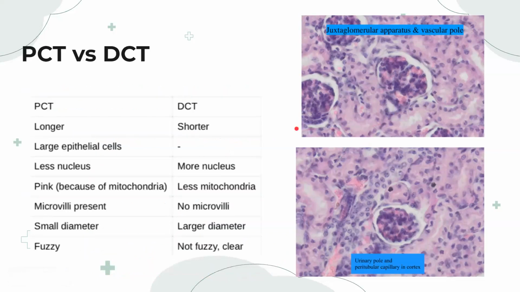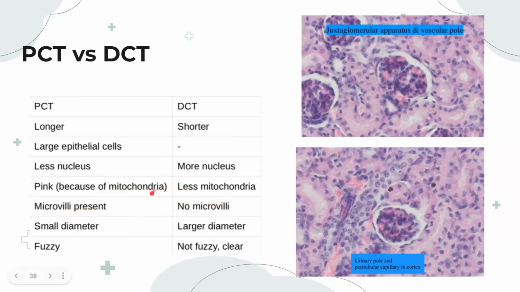This was a table that was given in your guys' PowerPoint. I think this is pretty concise, helps you differentiate between them super easily, but there's some important points here. The other is not so much. So the fuzzy and not fuzzy, that's super important. The fact that there's microvilli present in the PCT, but not in the distal tubule, that's important.